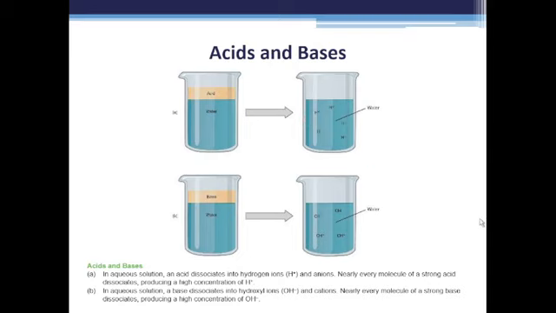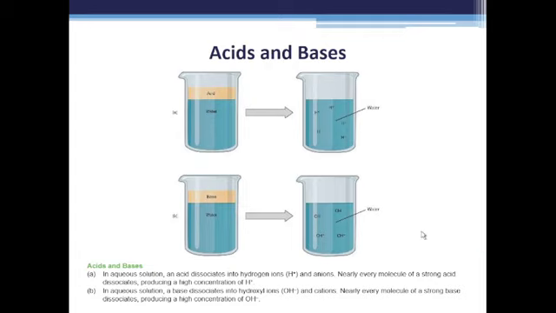So remember, again, I keep saying this: acids release hydrogen ions and bases release hydroxide ions. Acids increase the concentration of hydrogen ions. Meanwhile, the hydroxide ions reduce the hydrogen ion concentration.